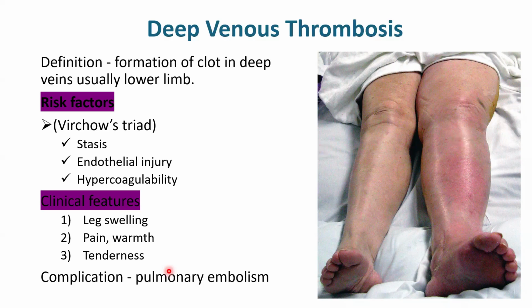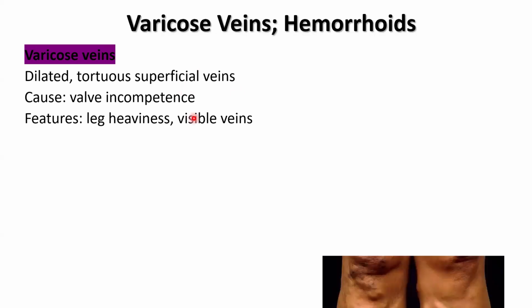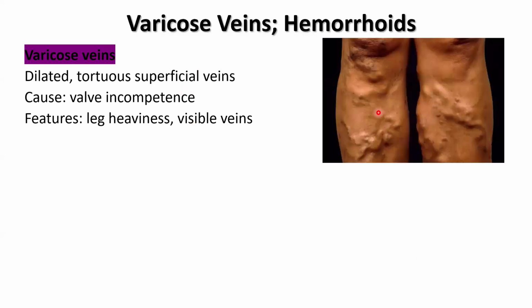Then varicose veins. Varicose veins by definition are dilated superficial veins, and you can see them here. So it's the dilated, superficial veins. The cause of this is leaky valves, so valve incompetence. There is heaviness because of accumulation of blood in these spaces, and then visible veins that you can see there.